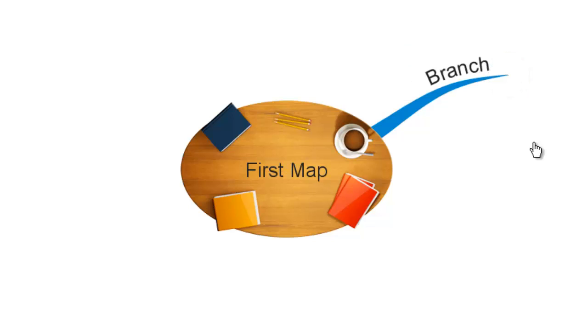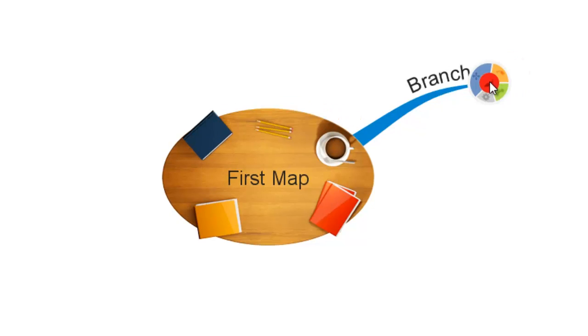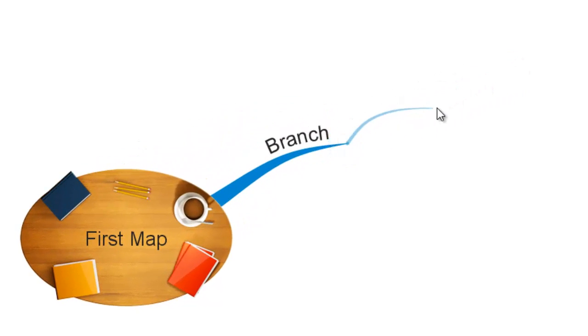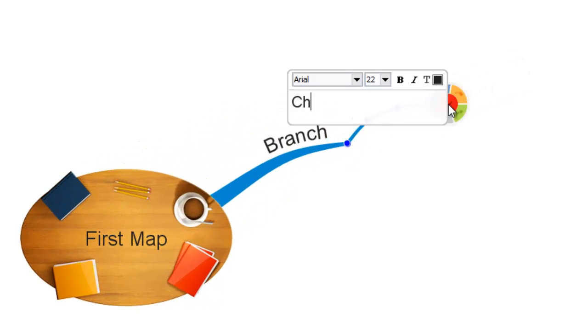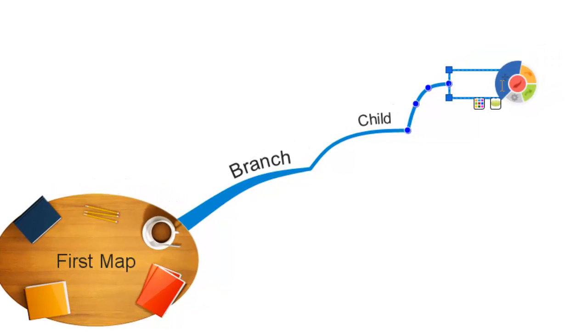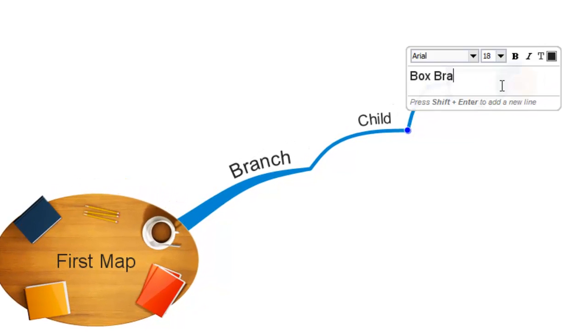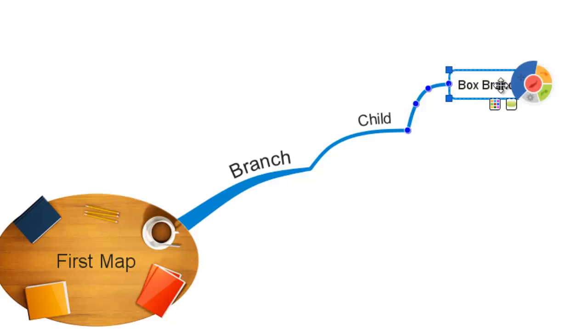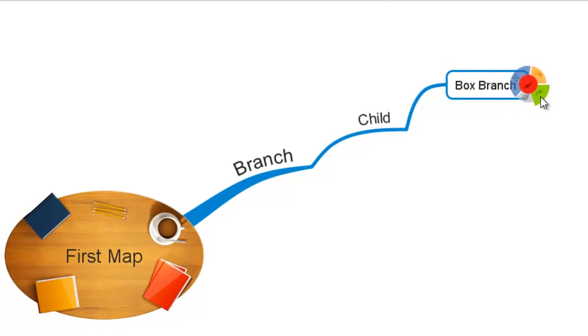To add new sub-branches, hover your mouse over the end of any branches on the canvas, and the branch target will appear. As with the central target, the red circle is used to draw standard organic branches. The orange section is to draw box branches. And the green section is to draw relationship arrows.